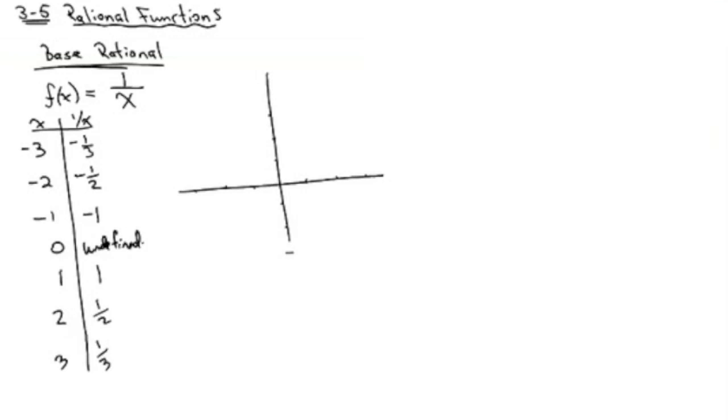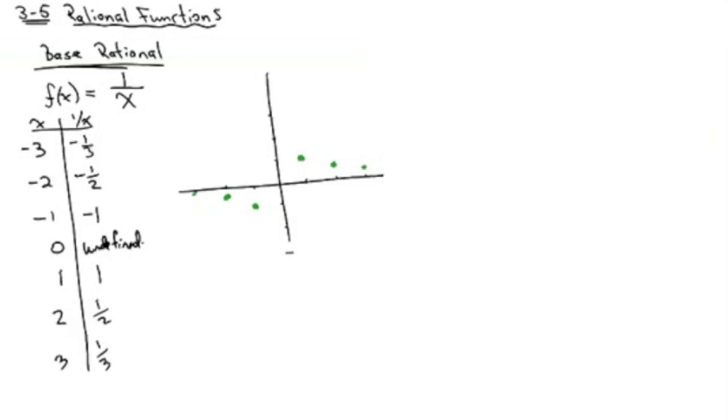All right, -3, -1/3. So you go 3 to the left, and down just a little bit. -2, -1/2. Down a little bit further. So maybe right about there. -1, -1. That should be right here. And then I have no clue what's happening between -1 and +1. We'll find out eventually. 1, we plug it in and we get 1. 2, you get 1/2. 3, you get 1/3. Okay.